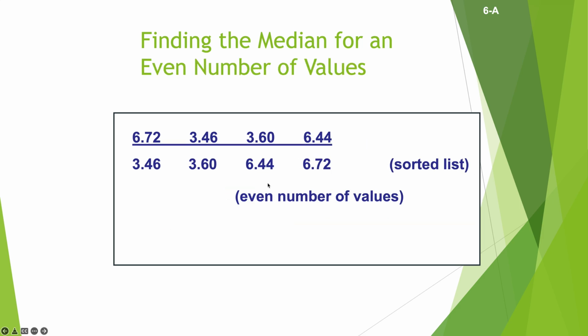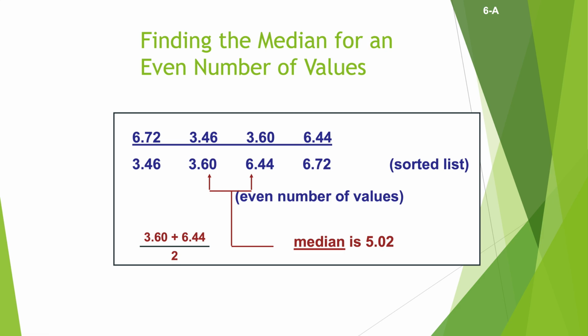As opposed to this one, here are 4 values: 6.72, 3.46, 3.60, 6.44. I reorder them from lowest to highest: 3.46, 3.60, 6.44, and 6.72. But because there's an even number of them, I'm going to find the 2 in the middle and take the average of them. So I add them up and I divide by 2. That's how I get an average of 2 numbers. So in that case, the median is 5.02. Notice it's not on the list. But when there's an even number of terms, we just take the average of the 2 in the middle. So those are some median examples.